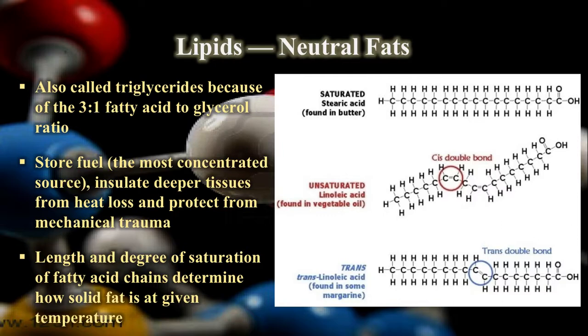Finally, the length and degree of saturation of the fatty acid chain determine how solid the fat is at a given temperature. What does that mean? I added a picture here to describe this. Our first chain here is considered saturated. A saturated fatty acid chain is straight. That allows those fatty acid chains to get really close to each other, and when they get close, they pack really tightly, and it's going to be more of a solid at room temperature.